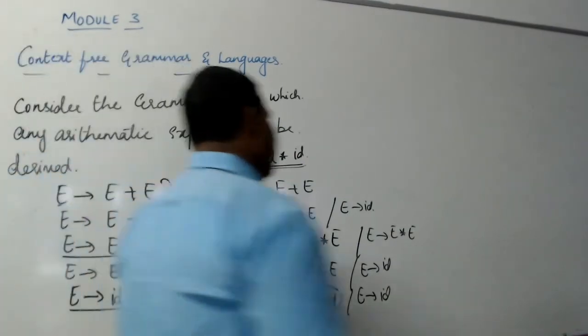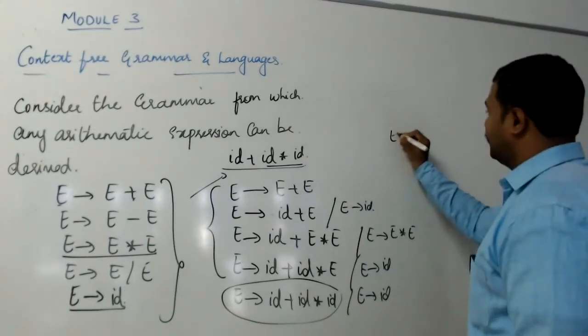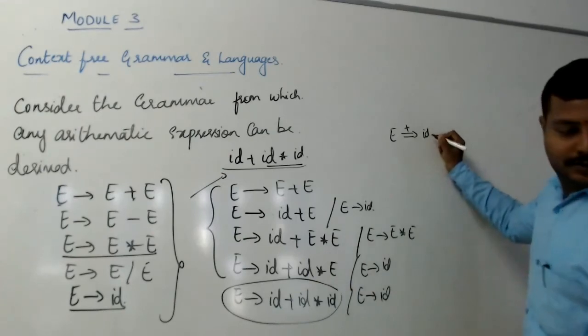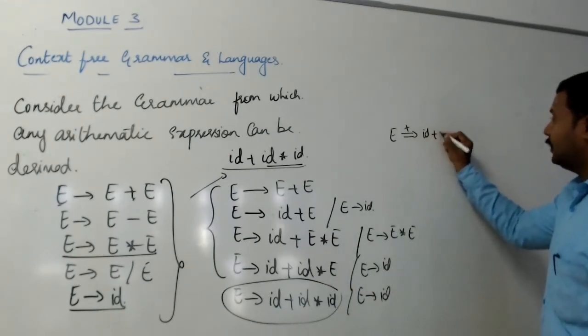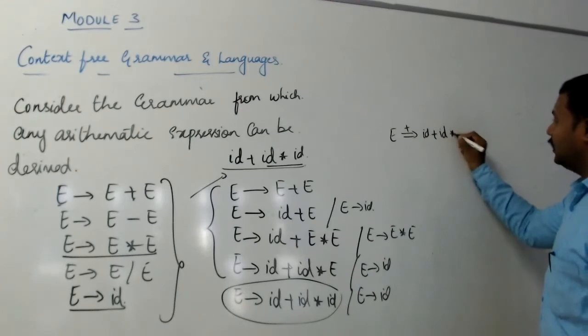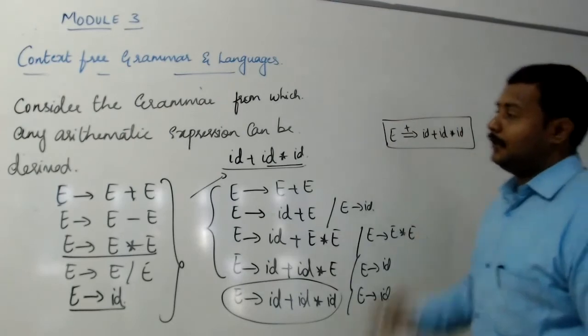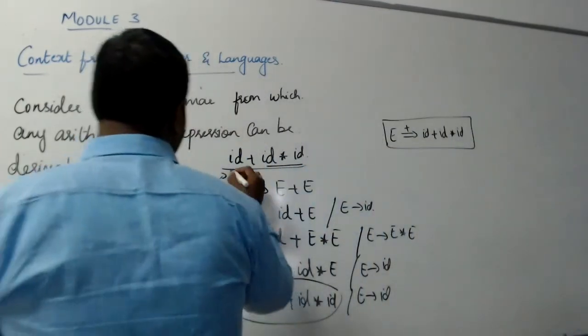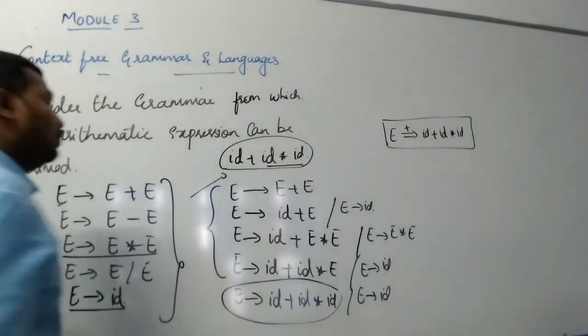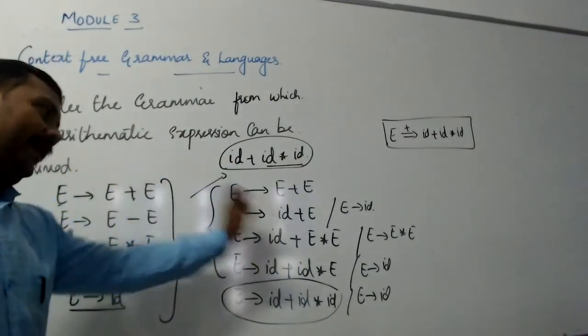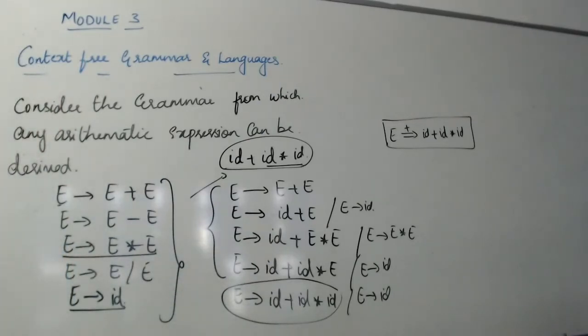Hence how we need to write it? We need to write it in this manner: E plus id plus id star id. This is the derivation of your arithmetic expression. I have taken a simple example, so you can take any type of arithmetic expression. With the help of this grammar I can derive that given arithmetic expression using this set of productions of the grammar. Clear with this?